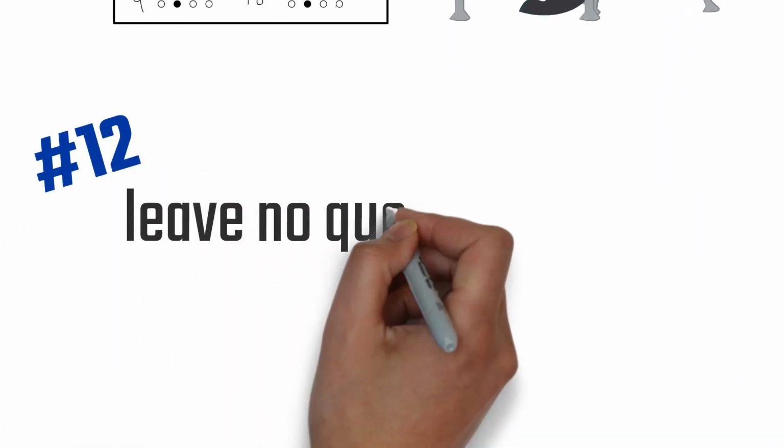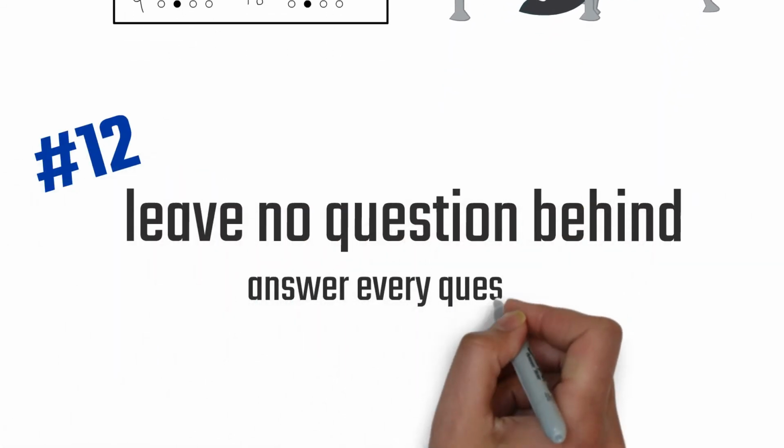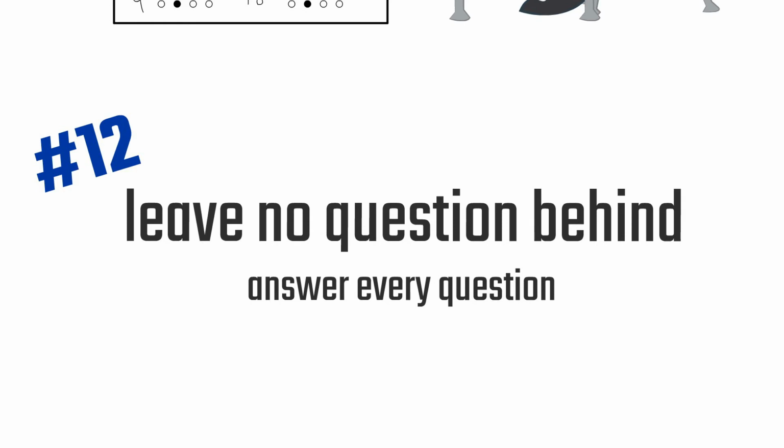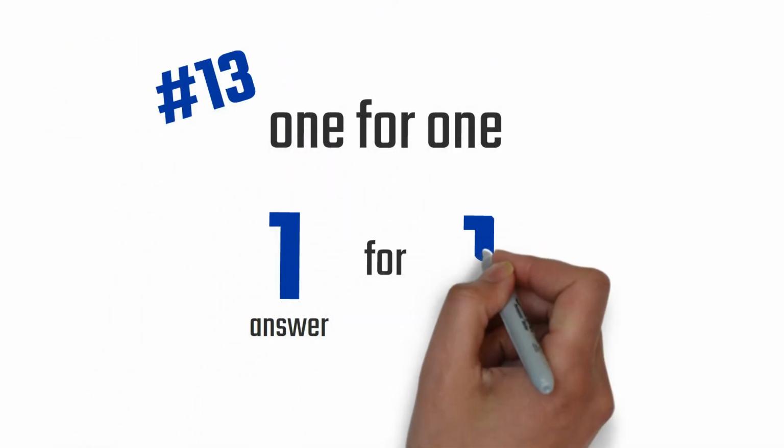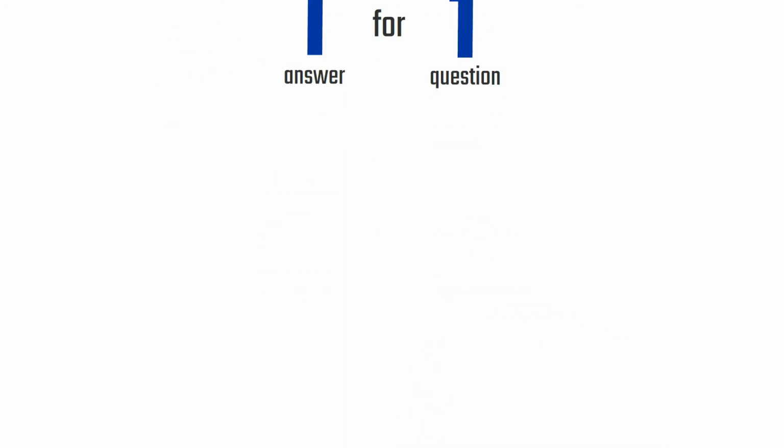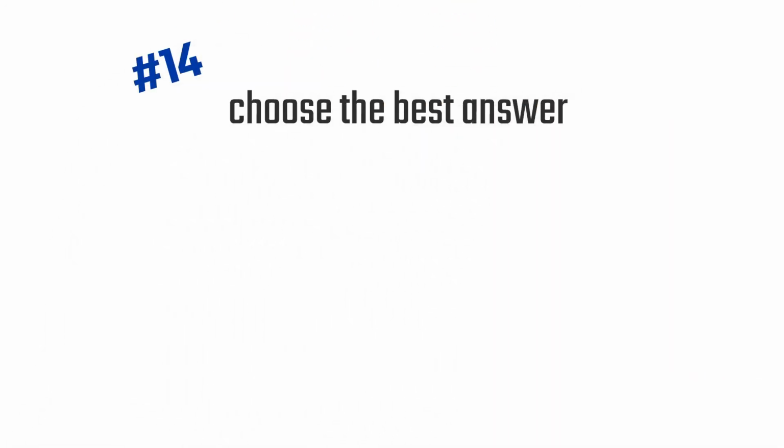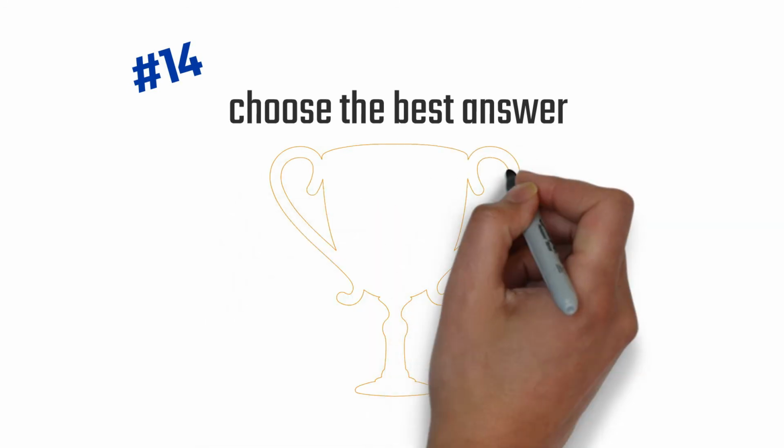Tip number 12, leave no question behind. Wrong answers hurt as bad as blanks. Tip number 13, 1 for 1. Choose only one answer per question. If you select multiple, you get no points, period. Tip number 14, choose the best answer. Don't hunt for the perfect one. You only need the best answer.